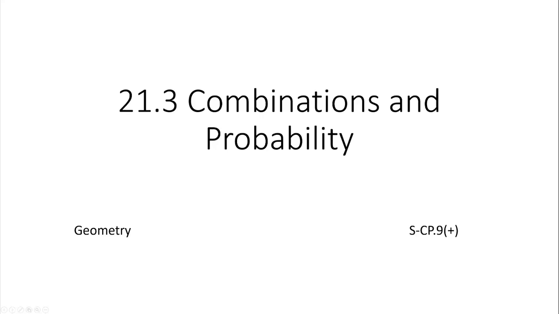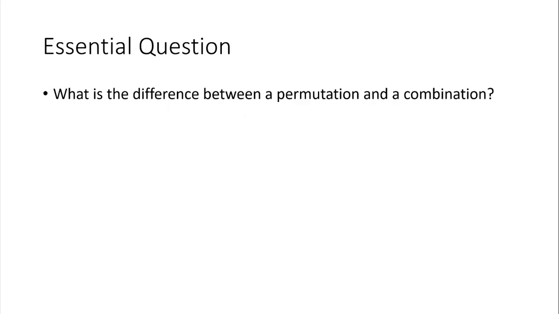Hi, kiddos. This is for Module 21.3, Combinations and Probability. The essential question is, what is the difference between a permutation and a combination? So, permutation, we've already learned that there are several different ways we can order our selections from certain trials in probability. But now, what is a combination?